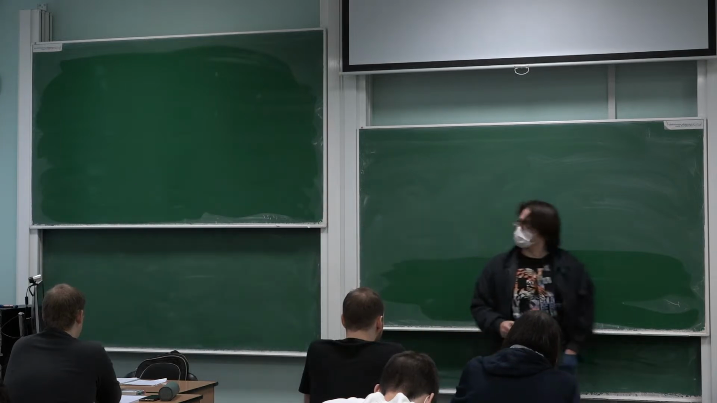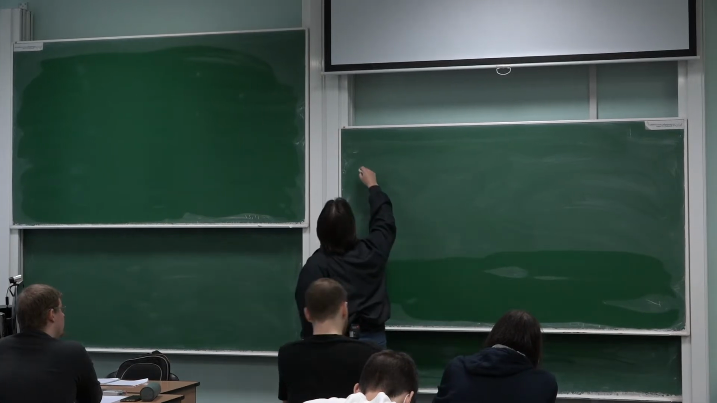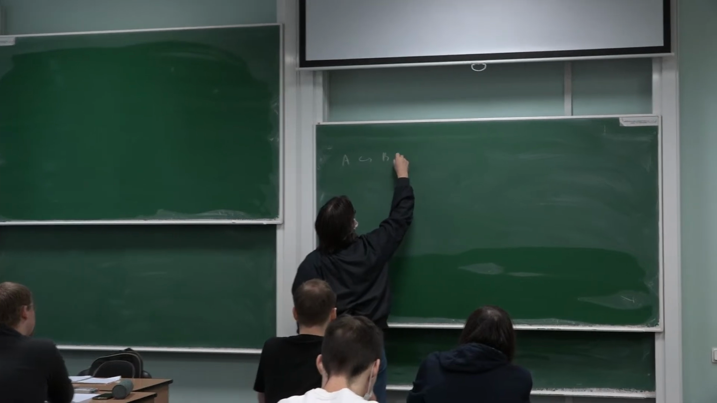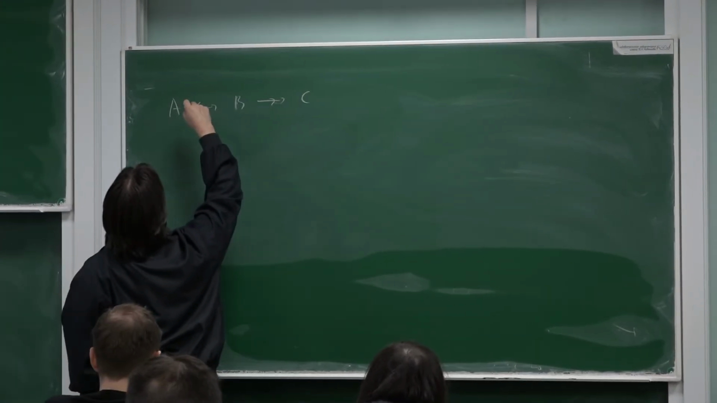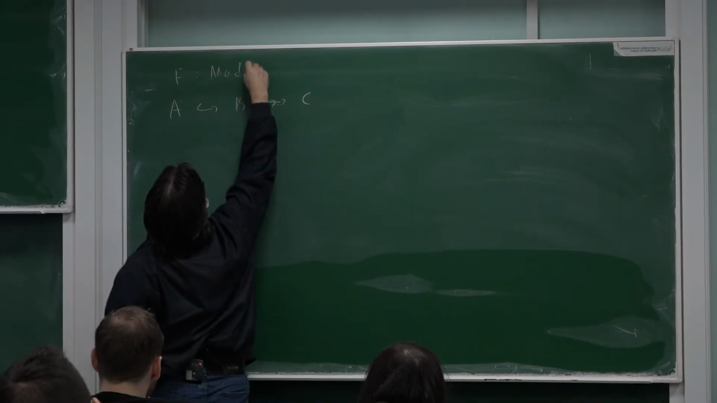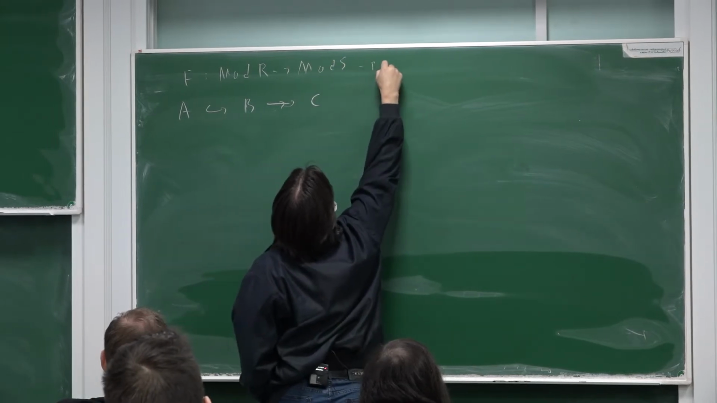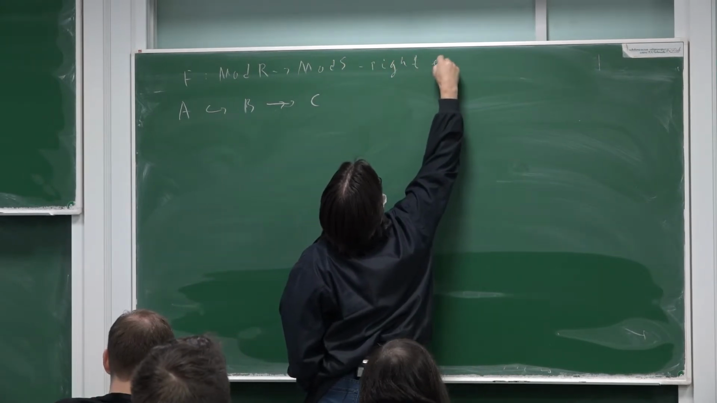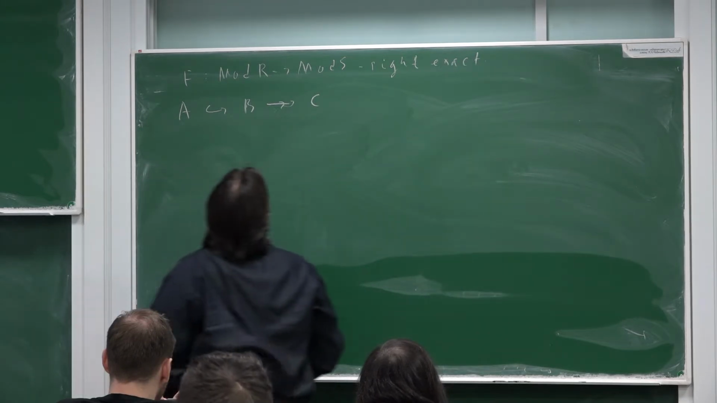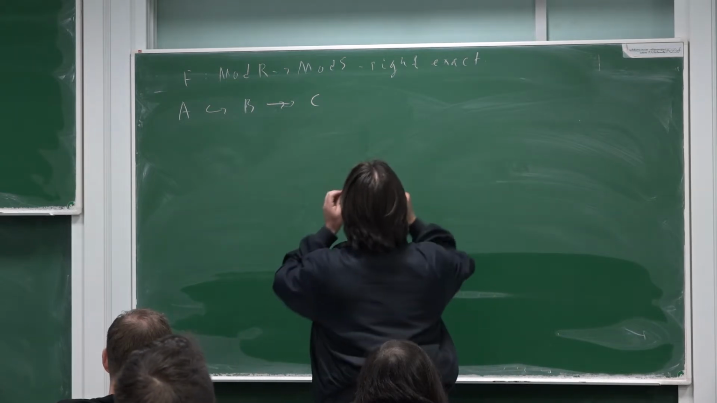So at the previous lesson we stopped when we had proved that if we have a short exact sequence and a right exact functor F, then it induces a long exact sequence of left-derived functors.